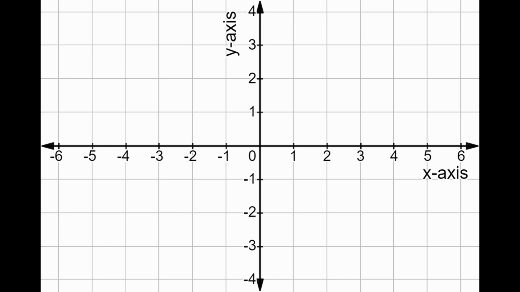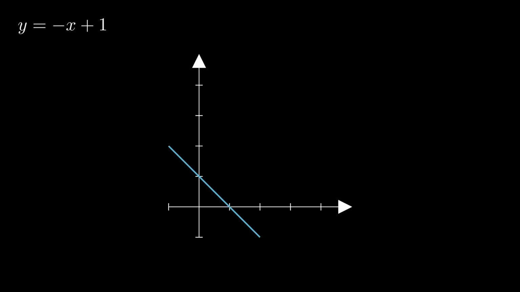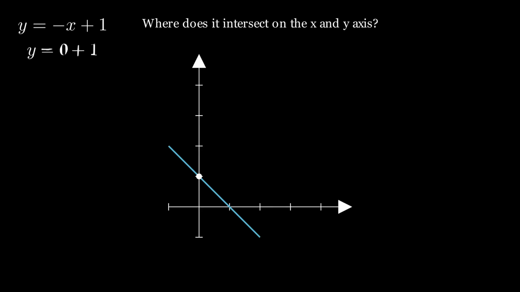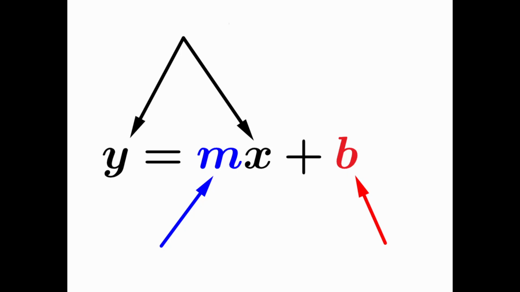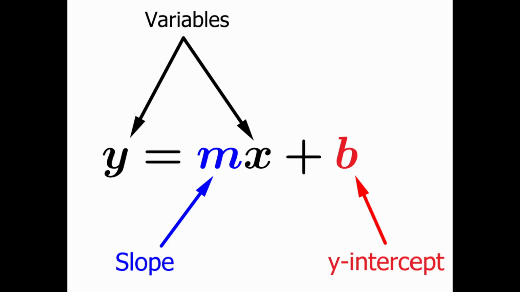X and y intercepts are points where the graph intersects with the x or y axis. You can find this by substituting either x or y with 0 to find y or x intercepts respectively. The standard form for linear equation is f of x equals mx plus b, where m is the slope and b is the y-intercept.